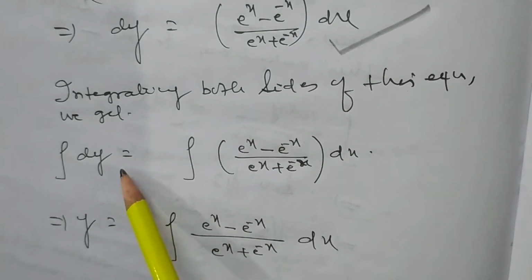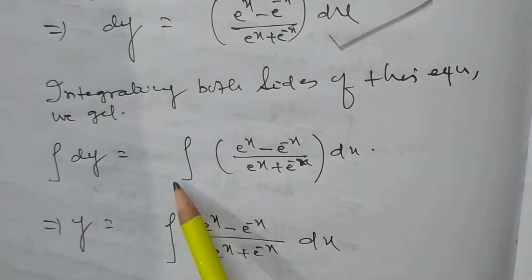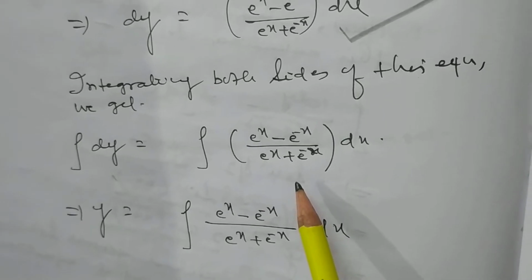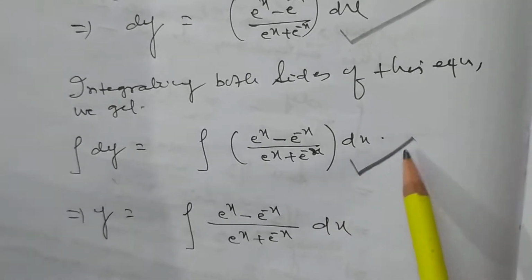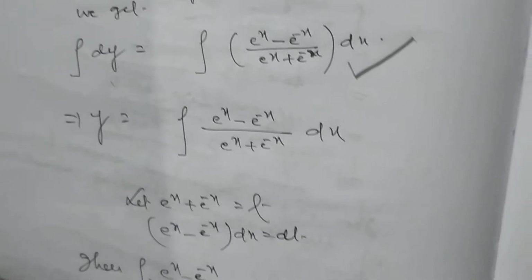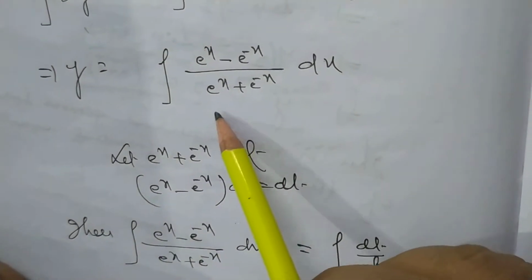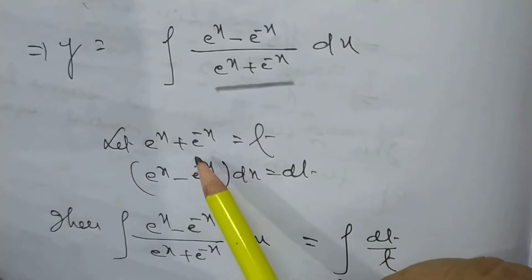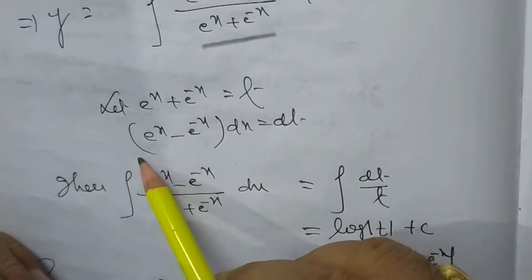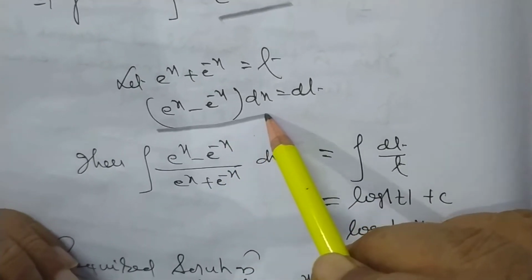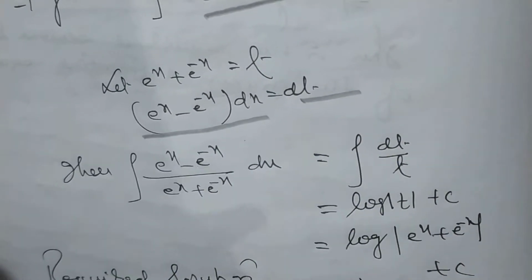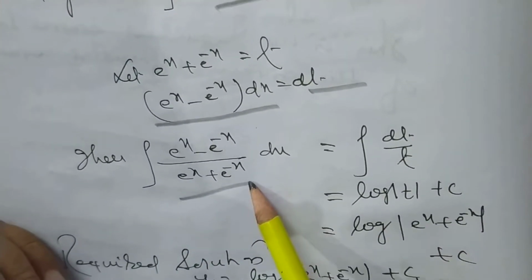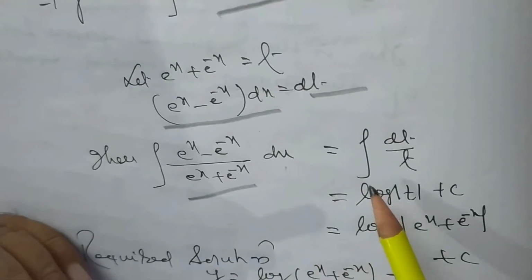Integrating both sides, we get integration of dy is equal to integration e to the power x minus e to the power minus x divided by e to the power x plus e to the power minus x dx. Let e to the power x plus e to the power minus x is equal to t. So e to the power x minus e to the power minus x dx is equal to dt.